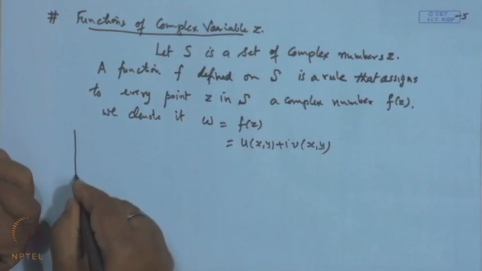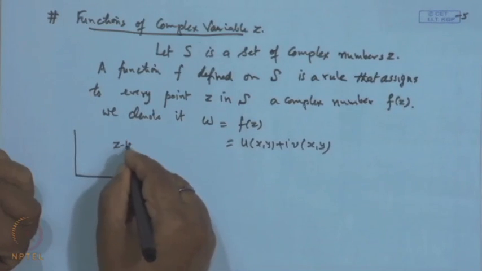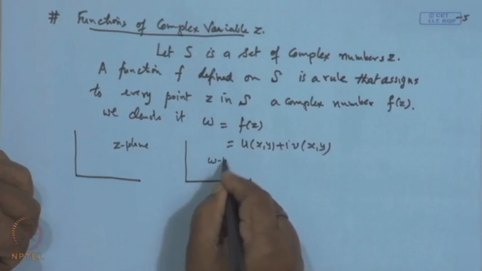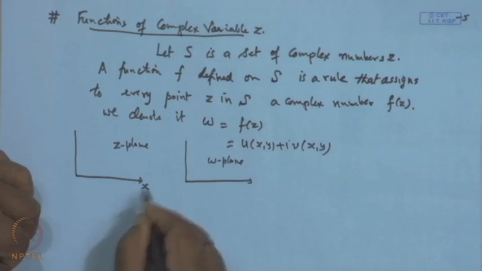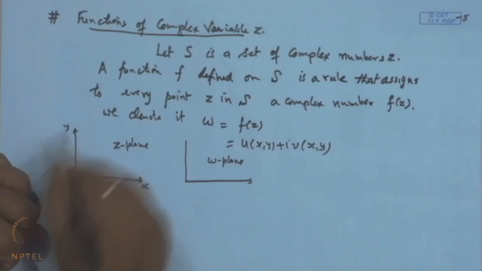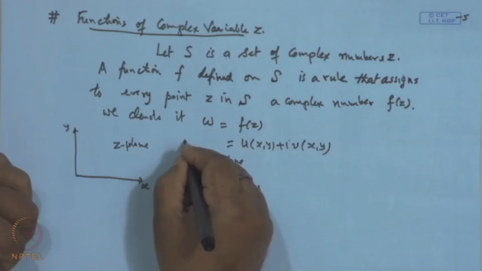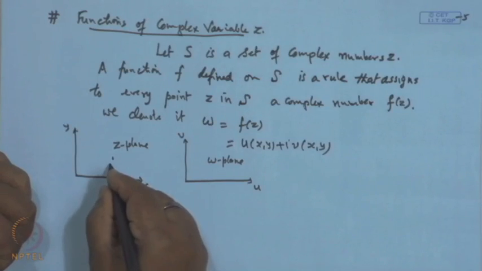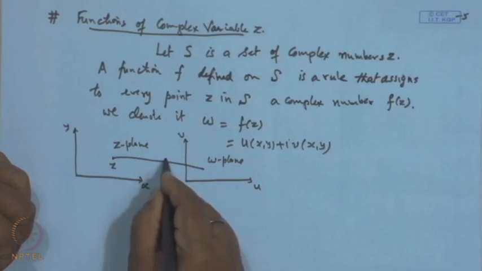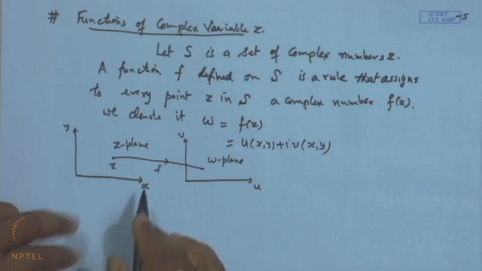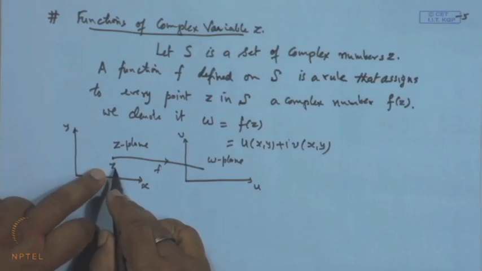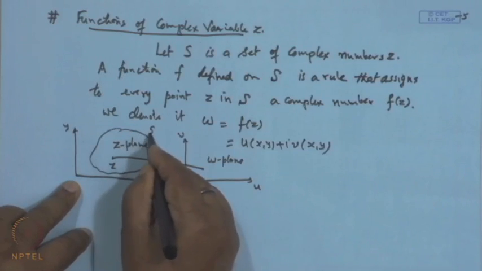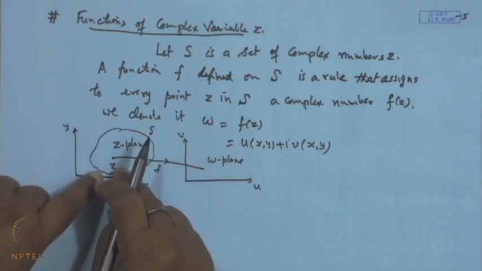So, if we have this z plane, here we have a w plane. This is the x axis, this is the y axis, this is the real axis, this is the imaginary axis, here is the u axis, this is the v axis. Then take any point here, say small z. Under this, a function f is assigned, f is a rule which assigns to the point z of capital S, this is our capital S, a set of points on which the function is well defined.